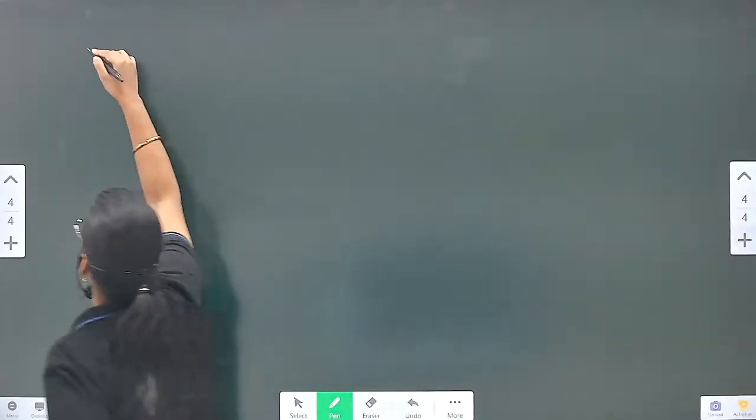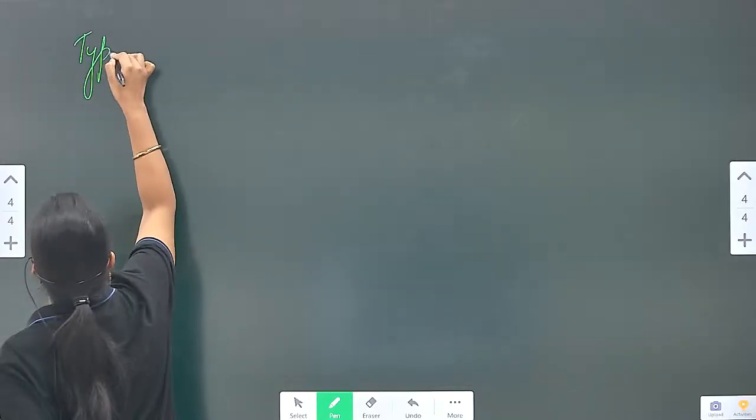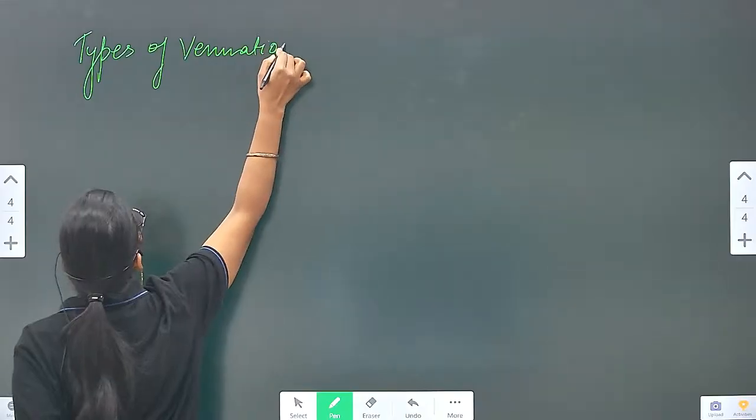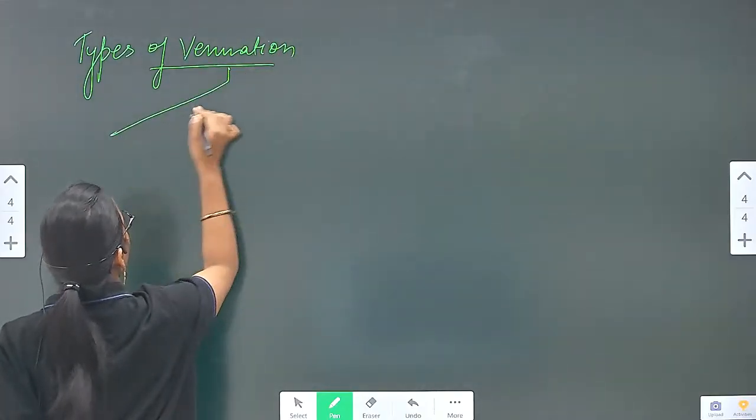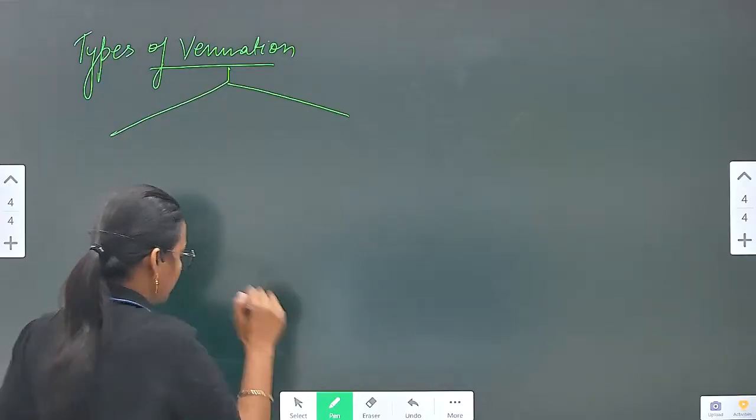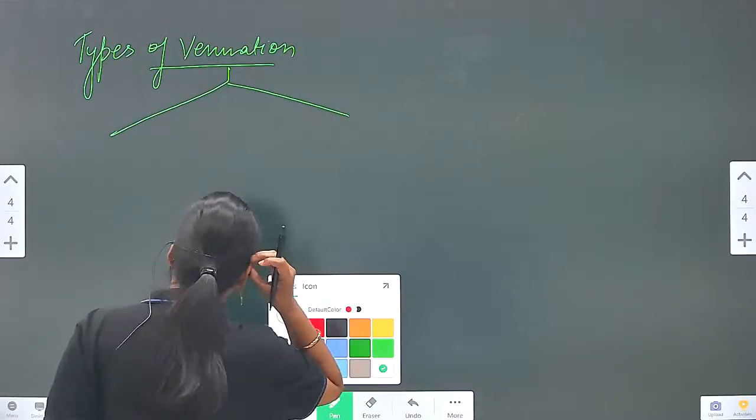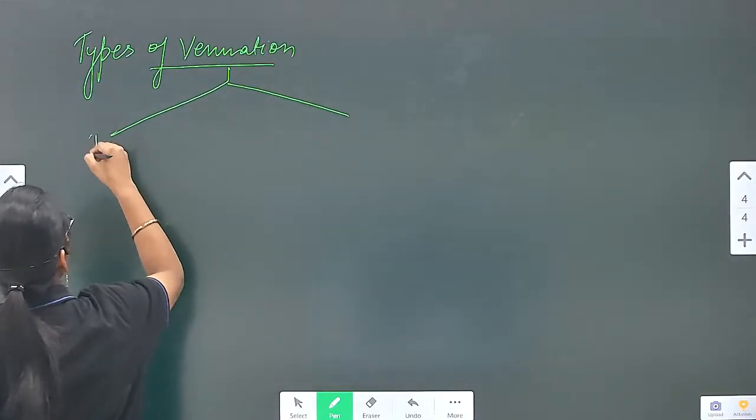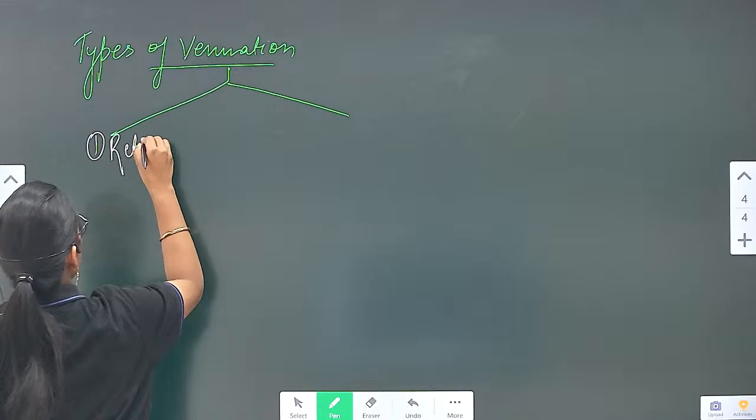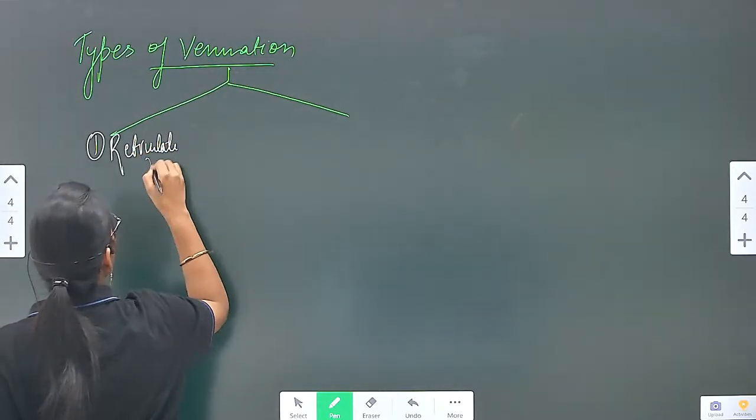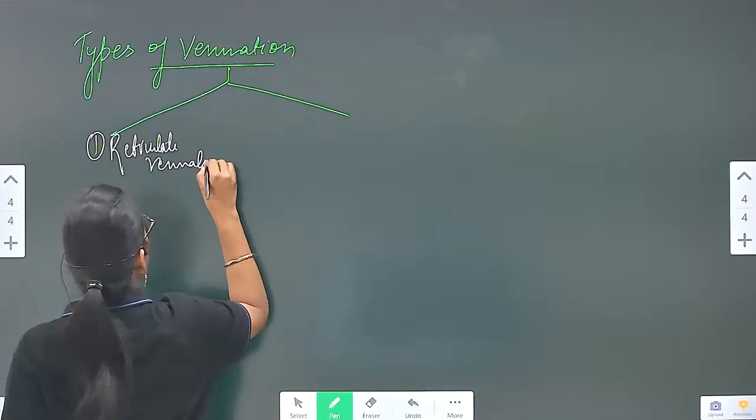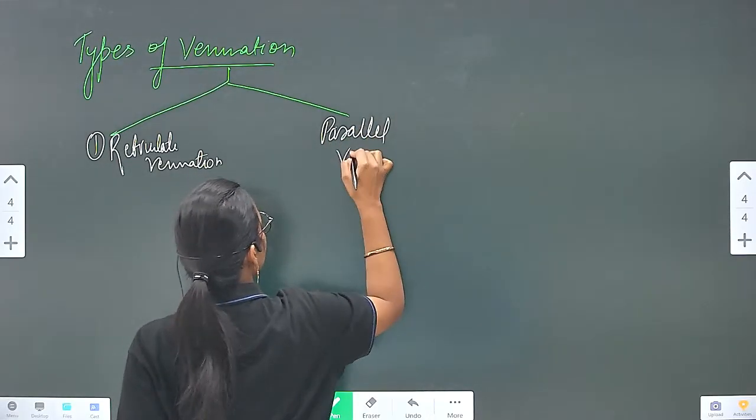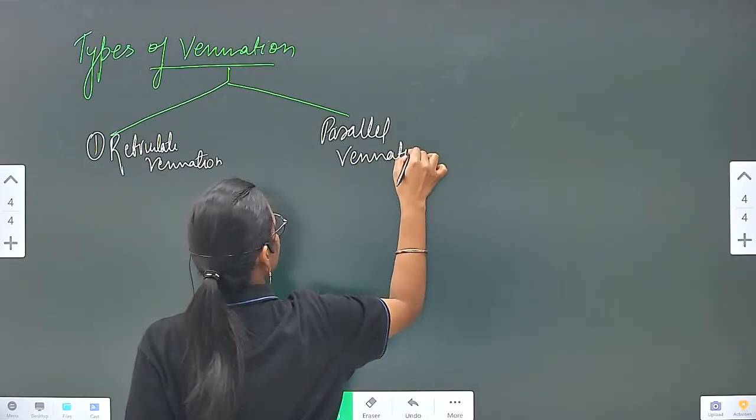So in leaves we have two types of venation. Number one is the reticulate venation, and number two is the parallel venation. Is that clear? Yes.